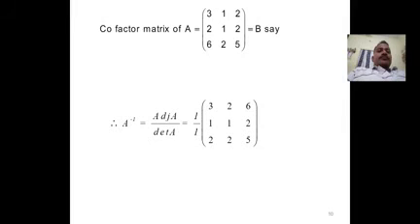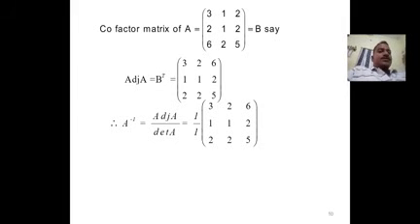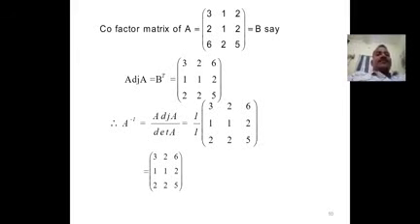Therefore, after getting B, we need to find the adjoint of A. Adjoint of A is B transpose, the cofactor matrix transpose, that is equal to 3 2 6, 1 1 2, 2 2 5. Therefore, A inverse equals adjoint A by det A, that is 1 by 1 into 3 2 6, 1 1 2, 2 2 5. Therefore, the inverse is 3 2 6, 1 1 2, 2 2 5. This is the required inverse of the given matrix A.